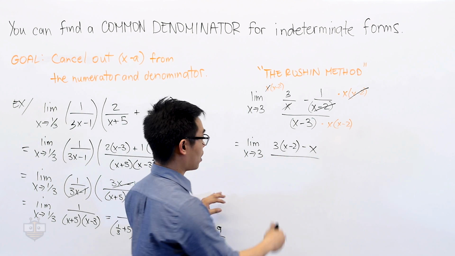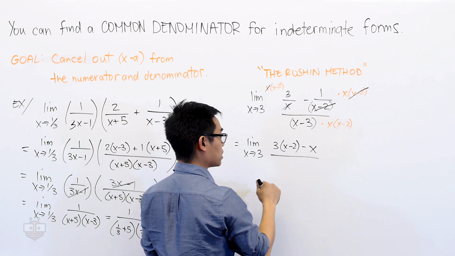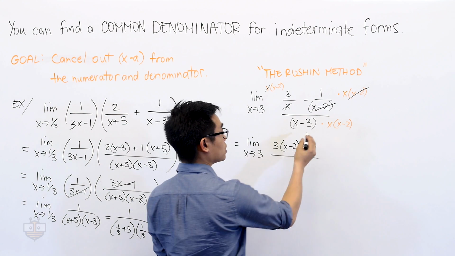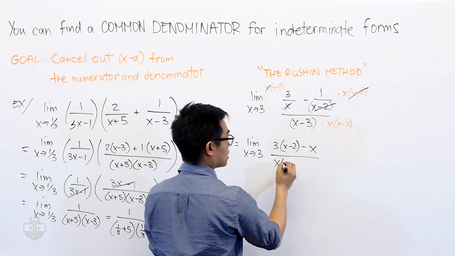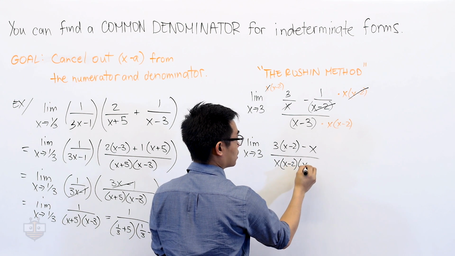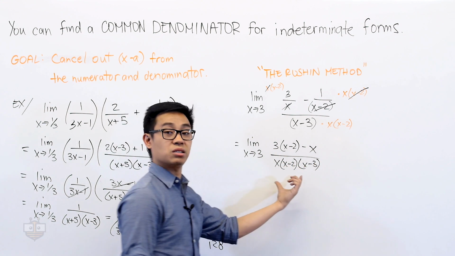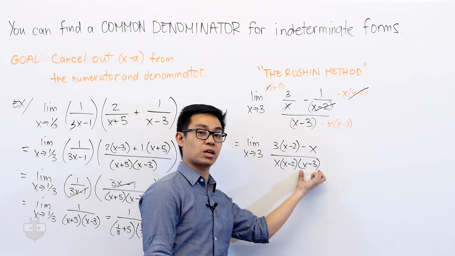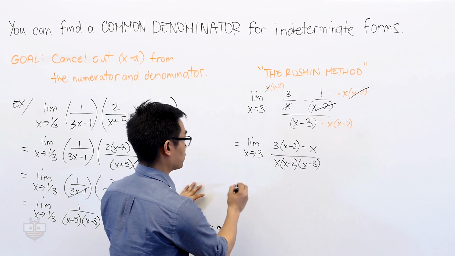Then on the bottom, I'm left with, well, we don't want to expand and simplify, especially since our goal is to cancel out x minus 3. So we will leave it as x(x minus 2)(x minus 3). If we were to expand and simplify here, then we would stop having a factor of x minus 3, which is what we need to cancel.